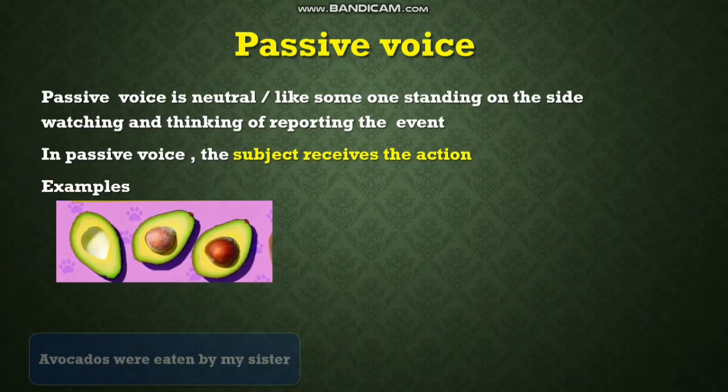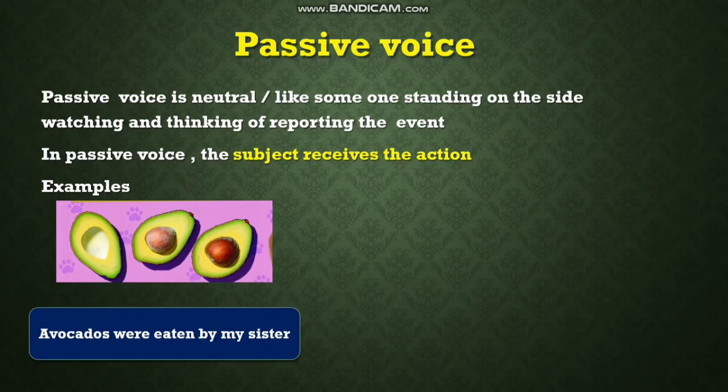Example number 1. Avocados were eaten by my sister. In this passive voice sentence, avocados is the subject, and the verb here is to eat. And we know that avocados don't eat. They are eaten by my sister. It means avocados are receiving the action. They are being eaten by somebody else. Avocados are not doing the activity. That is the passive voice.